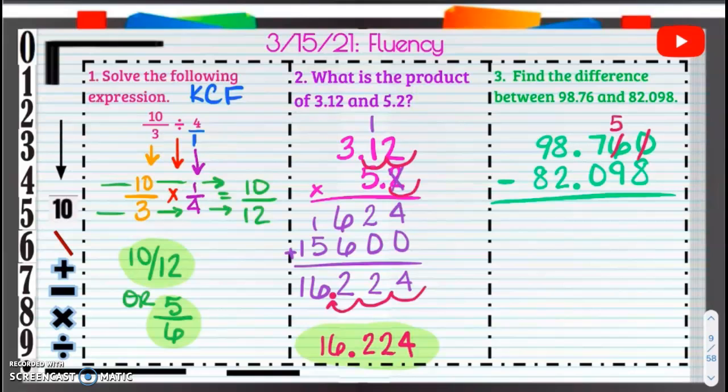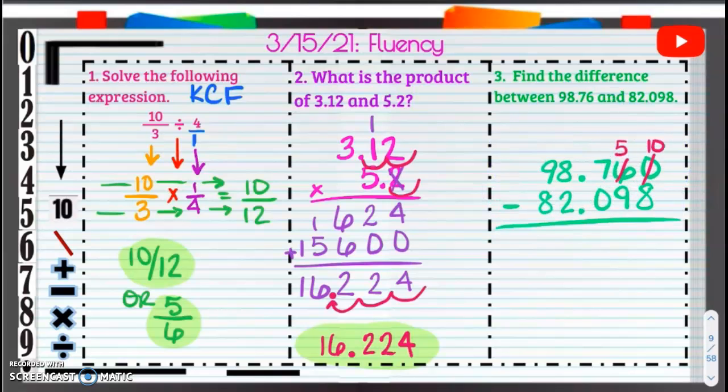To make this 0 a 10, I'm going to move these down. There we go. Okay. All right, 10 minus 8 is 2. 5 minus 9 we cannot do, so 7 becomes a 6. 5 is a 15. 15 minus 9 is going to be 6. 6 minus 0 is 6. Drop that decimal. 8 minus 2 is 6. 9 minus 8 is 1.